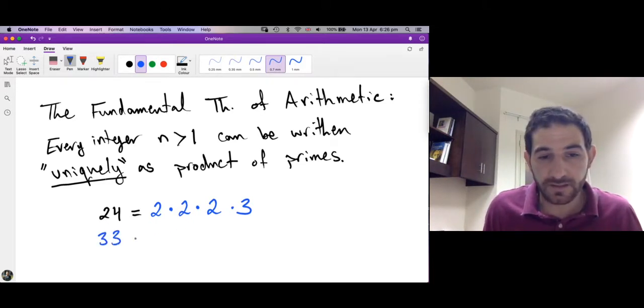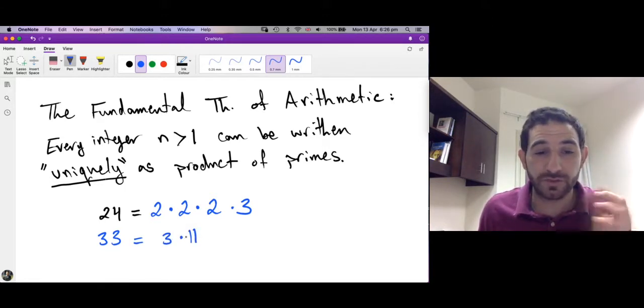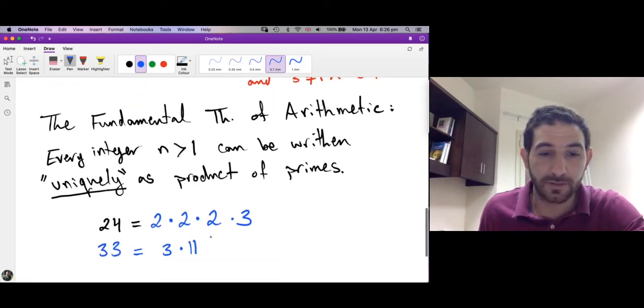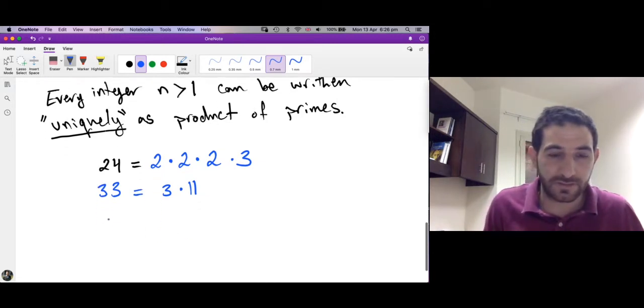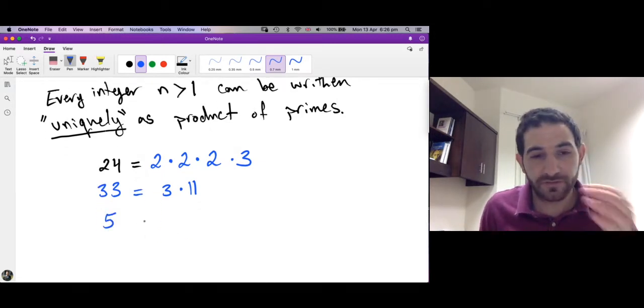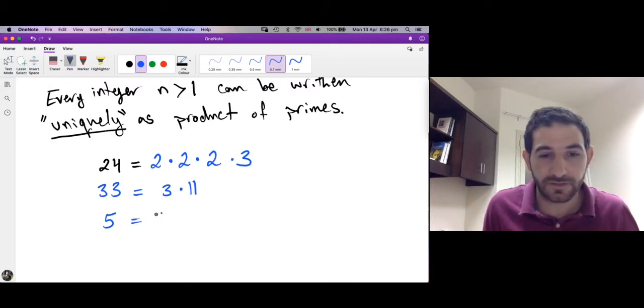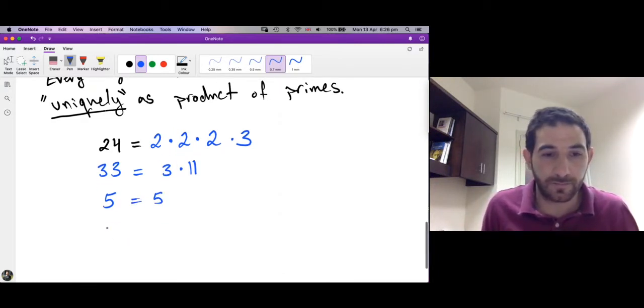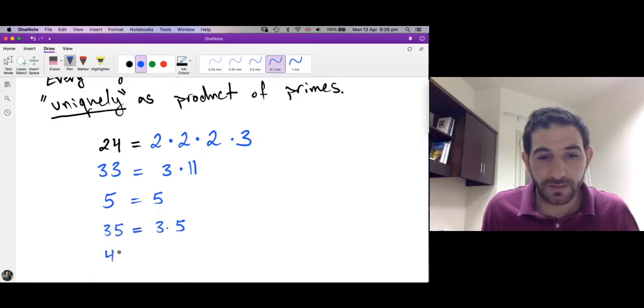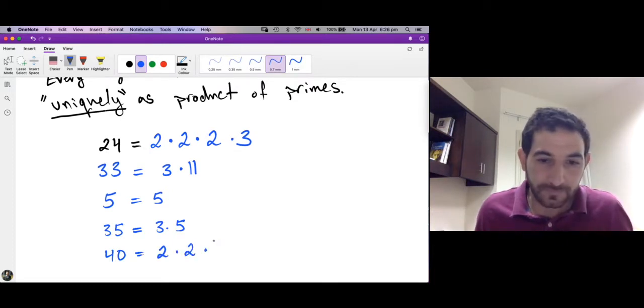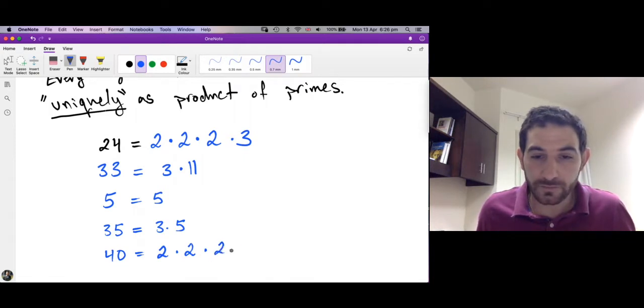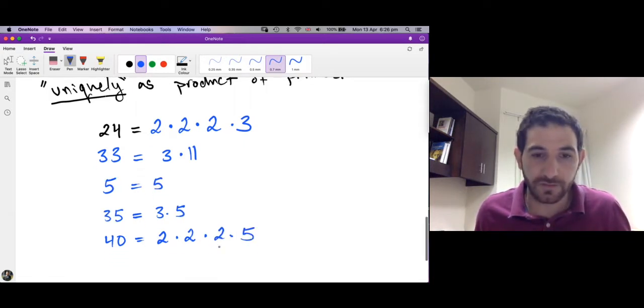So for example, let's take more examples. Take 33, it's the product of primes, it's 3 times 11. So the only 2 primes whose product is 33 are 3 and 11. You can't find others. Okay, what else do we have? For example, 5 is a product of primes because 5 itself is a prime. So here 5 is equal to 5, say. 35 is equal to 5 times 7. 40 is equal to 2 times 2 times 2 times 5, right? 3 2's and a 5, and so on.